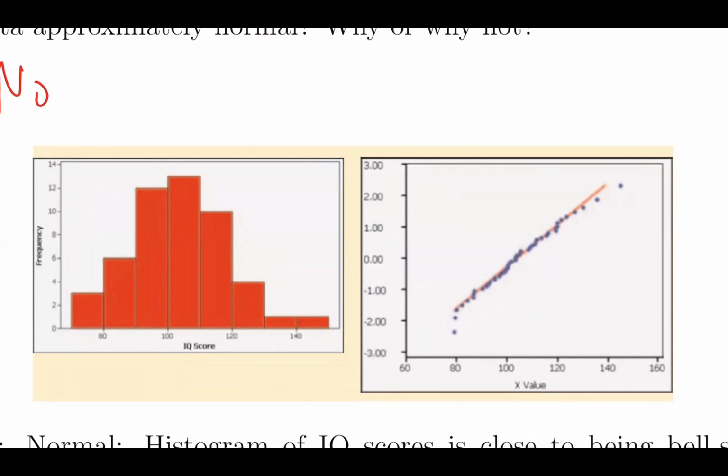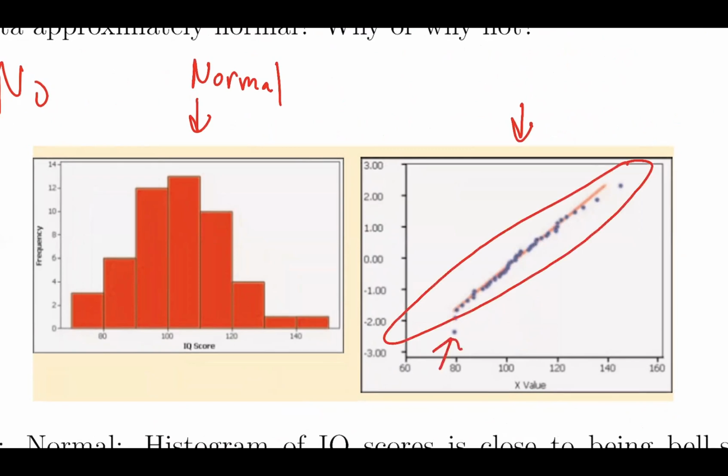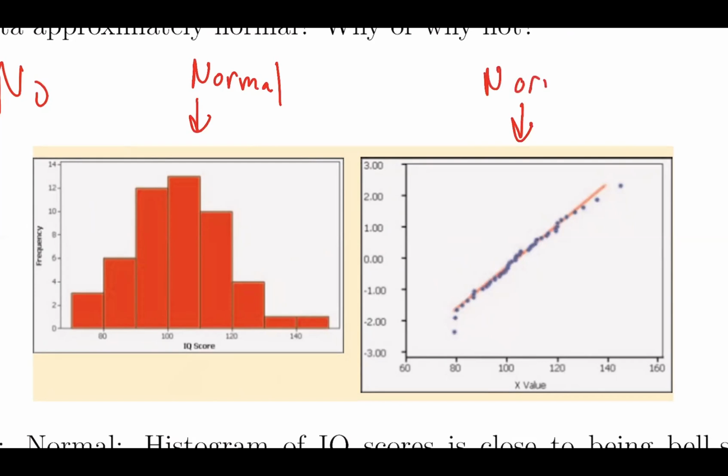So if you look at this first one, the histogram shows that the distribution is normal. If you look at the normality plot, all of these points are in a straight line. There is one point that's not on the line, but that's okay because it's pretty close to it. So based off of this normality plot, we could say it's normal, because mostly all of the points are on the line except for this one. And the histogram is also showing a normal distribution. All right, so that's the first example.